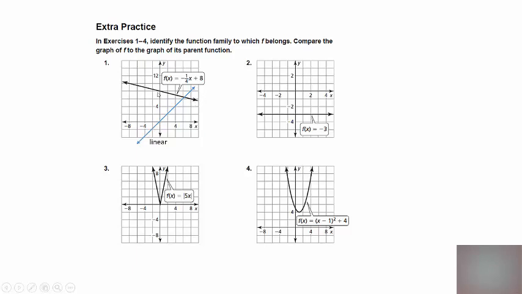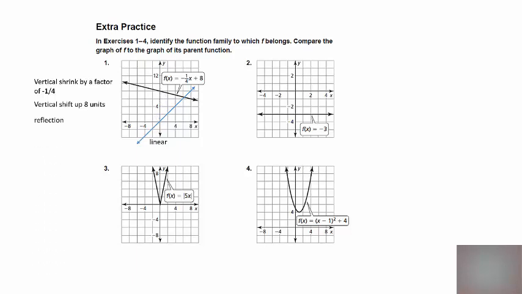And then your job is to just basically compare this new function to the parent function. So it looks like they took the parent function and they did a couple things. So the first thing they did was they kind of made it less steep, and that's called a vertical shrink. So definitely the parent function is steeper than the new function. They also took this line and they shifted it up 8 units, so 2, 4, 6, 8. So that's something else that happened.